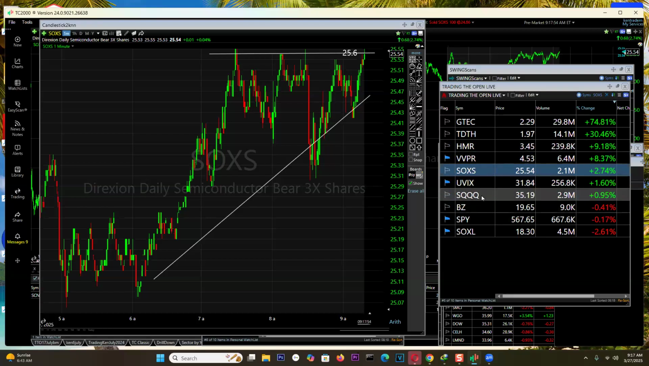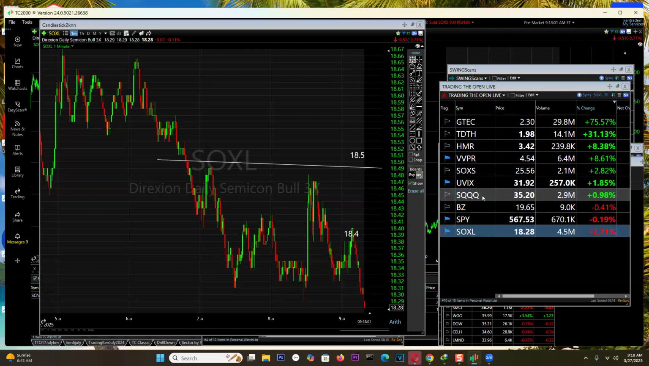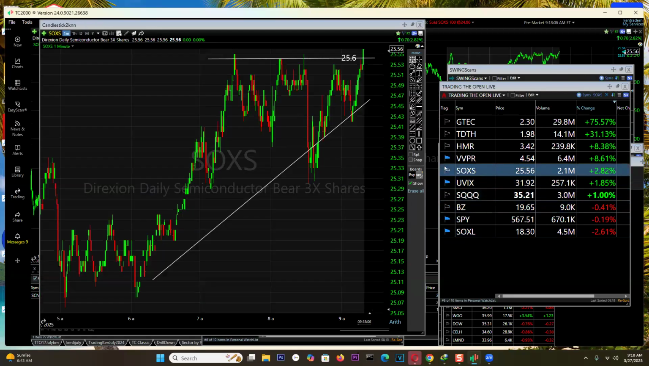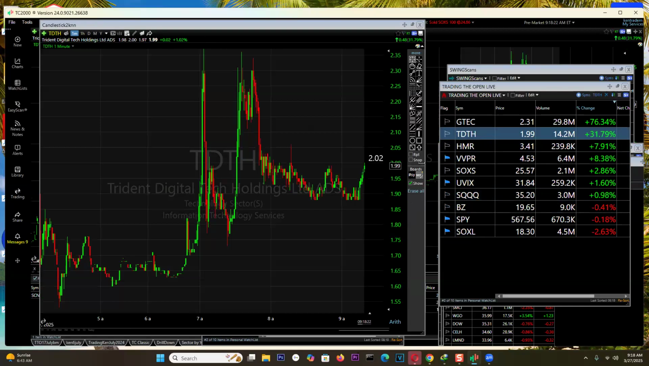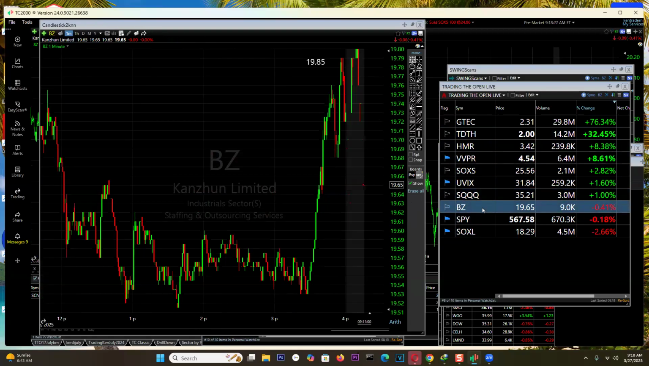Both SOXS and SQQQ, you can tell I'm keen on. Both look nice. They're about to run. Still looking.